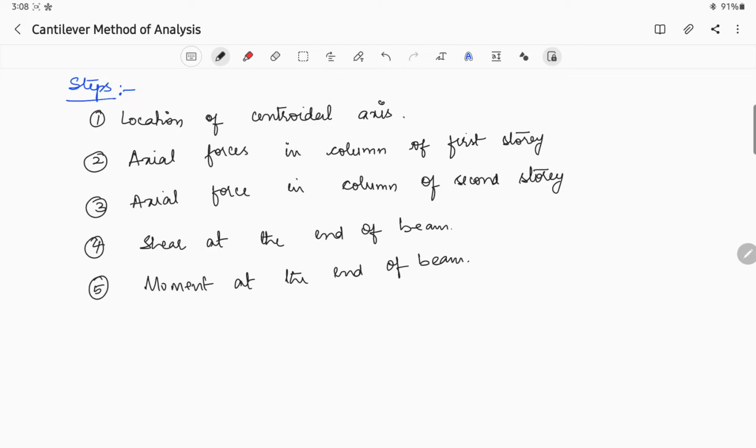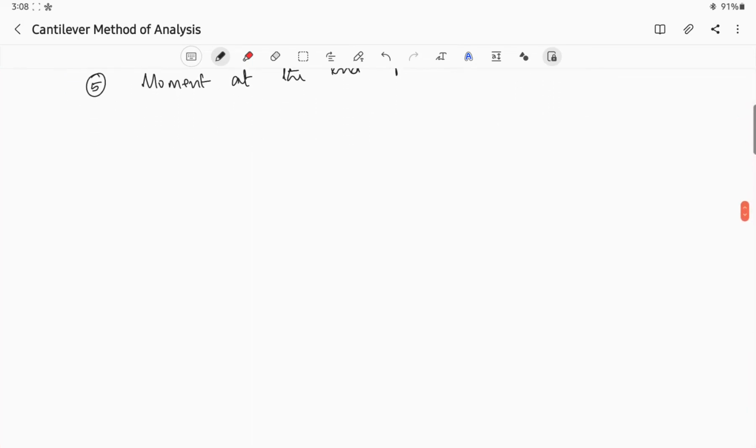So basically we have 5 steps in total. If we have a single story, then the third step will be omitted, so we basically have 4 steps. If we have a multi-story frame, that is a 2-story, then we'll have all 5 steps in the problem. So let us take down one problem related to the cantilever method. The question will be like this.